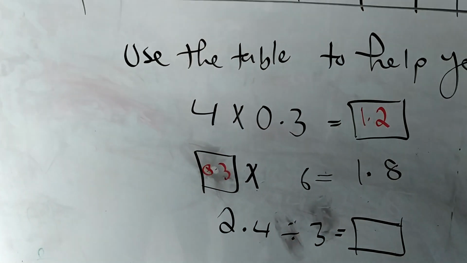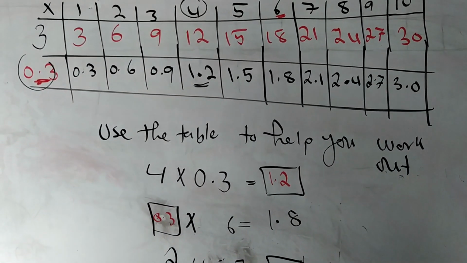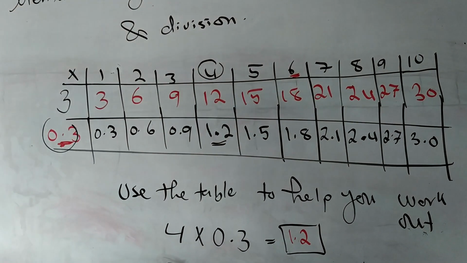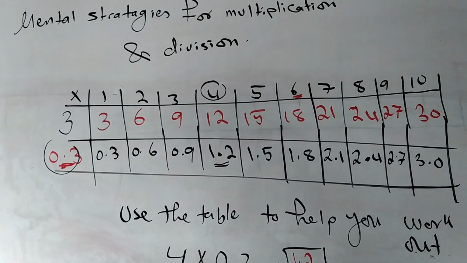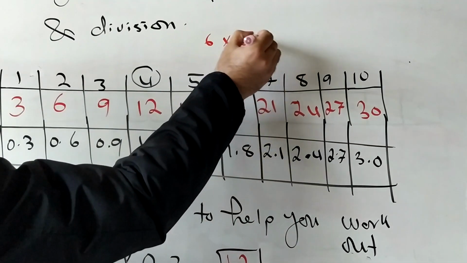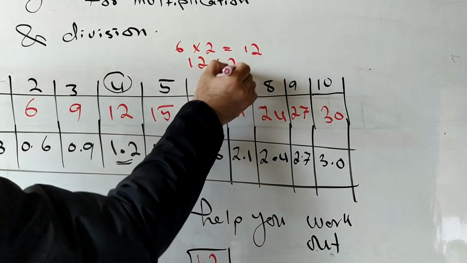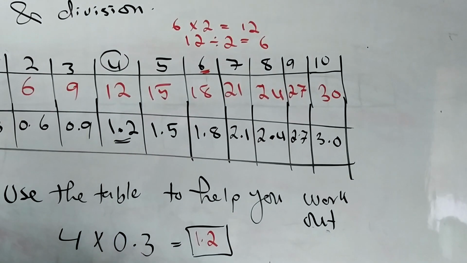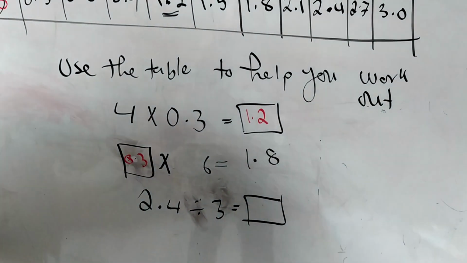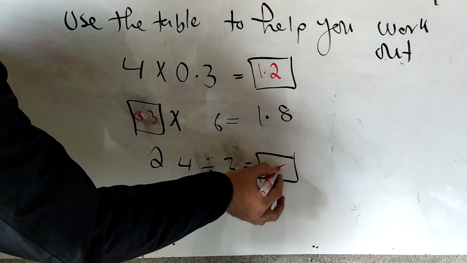Now 2.4 divided by 3 equals something. Now, here we have division, okay? But in this table, we have multiplication. So what we have to do here, we know that, for example, 6 times 2 equals 12. At the same time, we can derive this fact that says 12 divided by 2 equals 6. And here we have the same thing. But here we have the point. In order to answer this equation, hide the point. 24 divided by 3 equals 8.